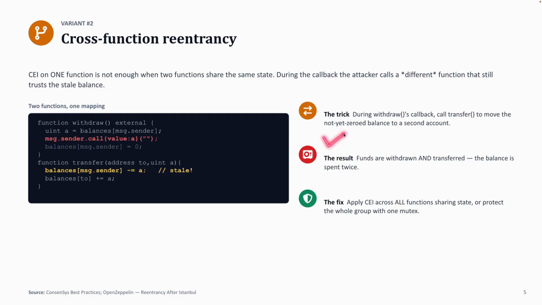What is the result of this? Funds are withdrawn as well as transferred. The balance is spent twice. What is the fix for this? The fix is to apply check effects interaction across all functions sharing state, or to protect the whole group with one mutex. What exactly is this one mutex? We are going to cover that when we talk about reentrancy guard.